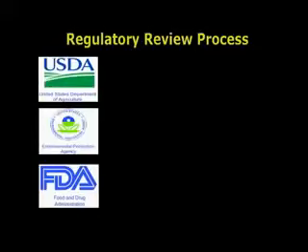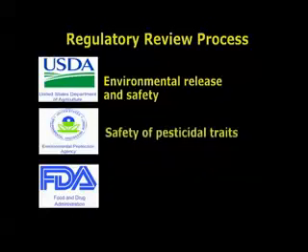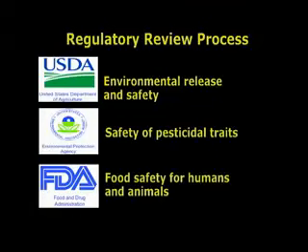As a result of this unique concern, one or more of three separate federal authorities, the U.S. Department of Agriculture, the Environmental Protection Agency, and the Food and Drug Administration, review each genetically engineered species encoding a new protein on a case-by-case basis to assess their safety for humans, animals, and the environment.